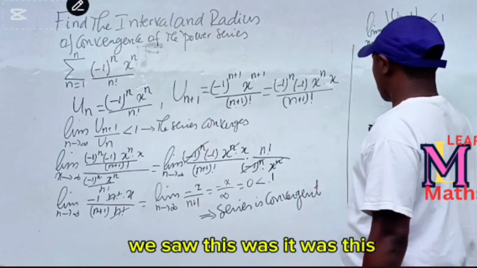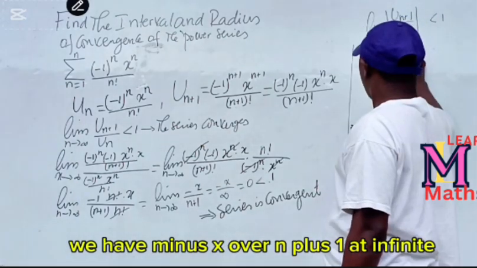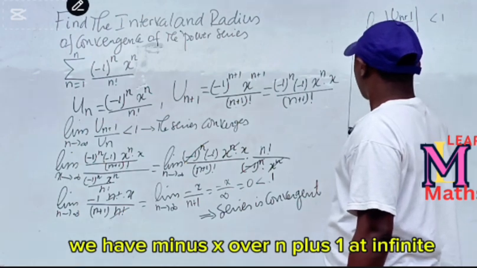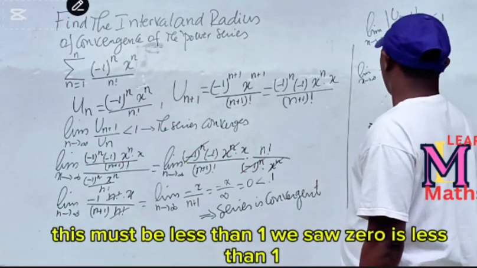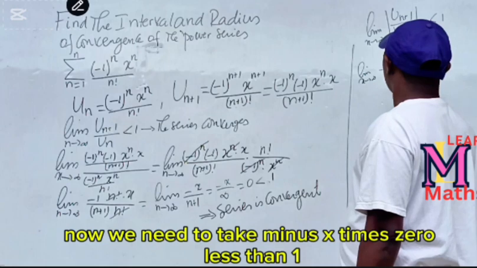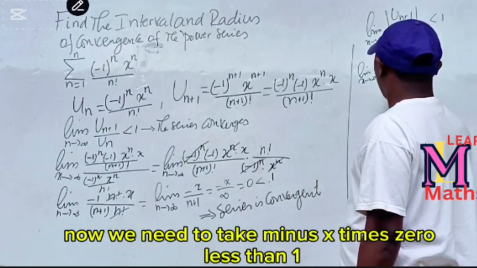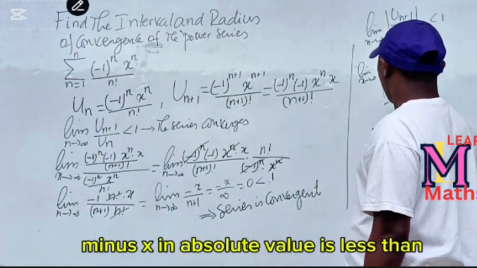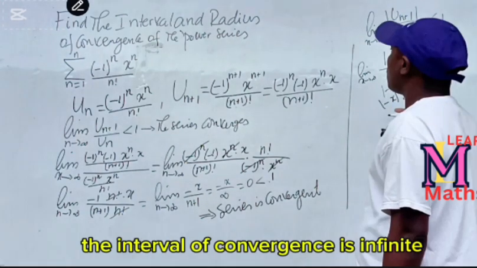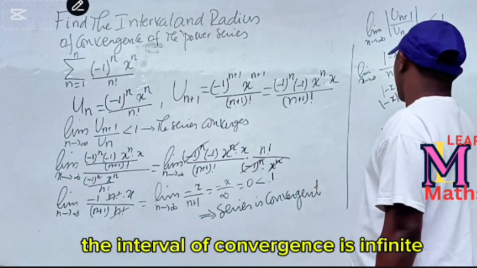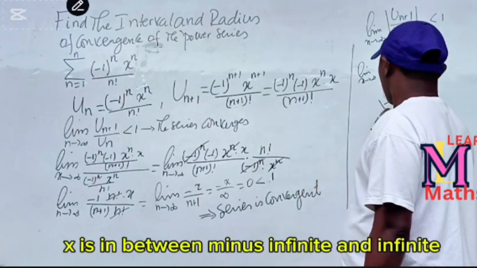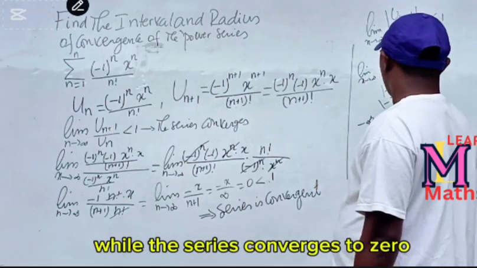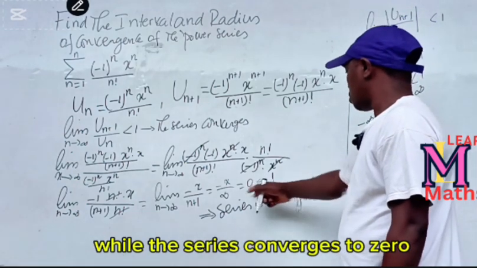We saw this was minus x over n plus 1 at infinity. This must be less than 1. We saw 0 is less than 1. Now we take the absolute value of minus x times 0, which is less than 1. The interval of convergence is infinite: x is in between minus infinity and infinity, while the series converges to 0.